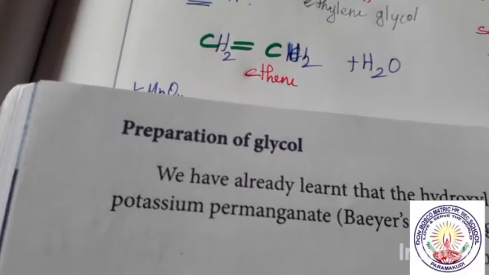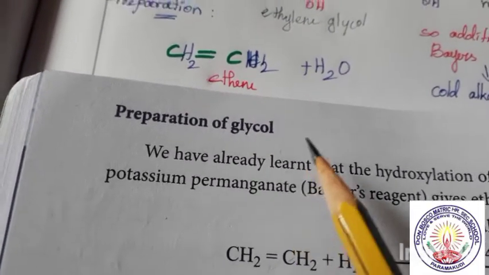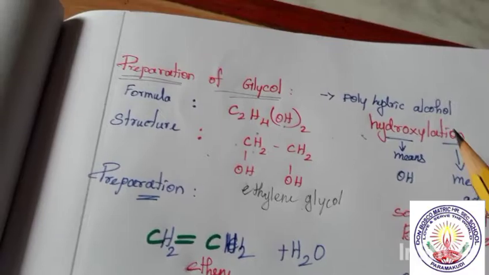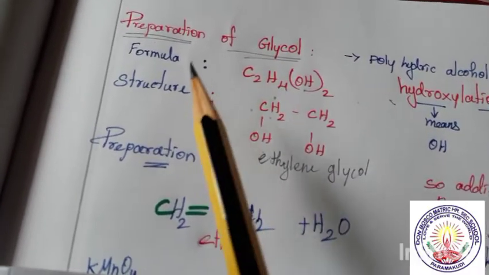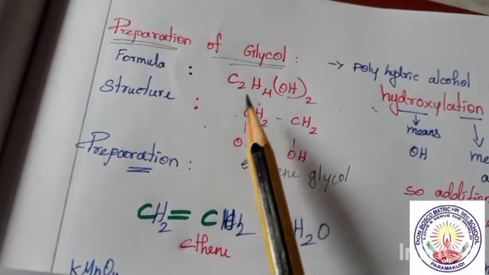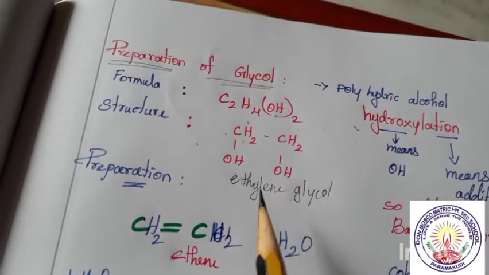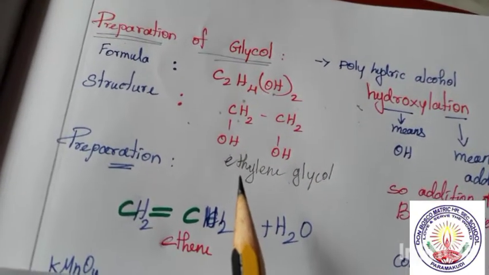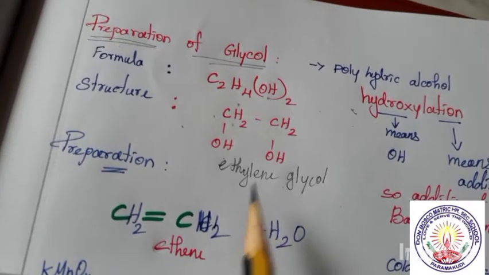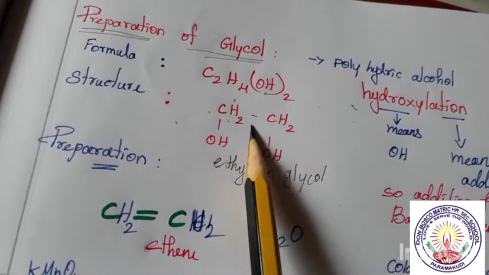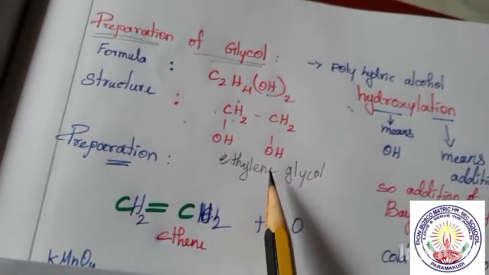Here we shall see the preparation of glycol. This glycol is a polyhydric alcohol. The formula for the glycol is C2H4(OH)2. And we are using ethylene and we are getting ethylene glycol, that is CH2OH single bond CH2OH.